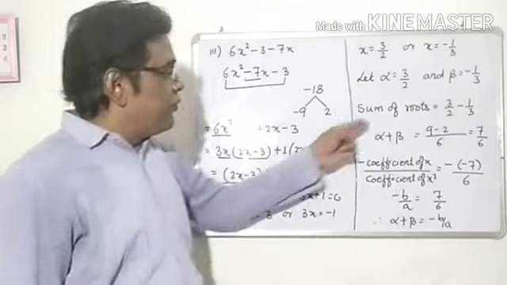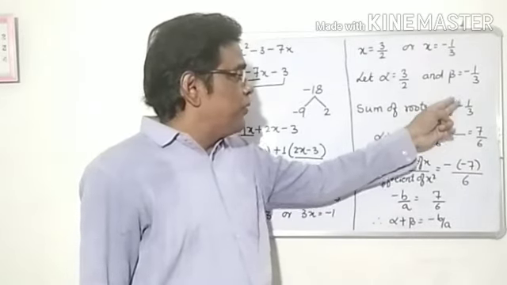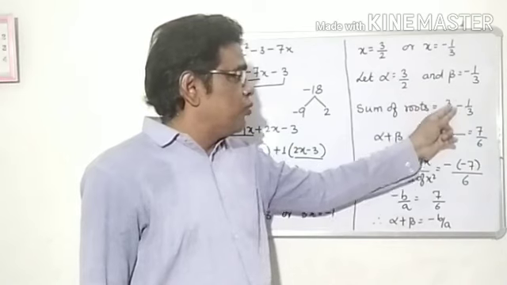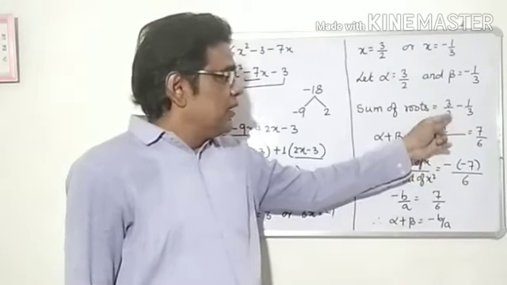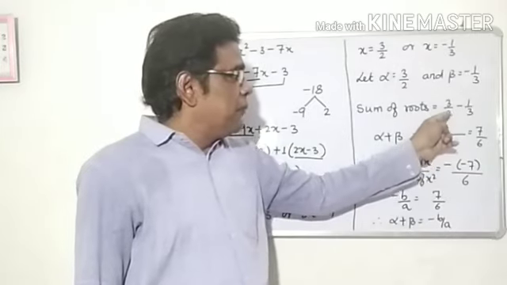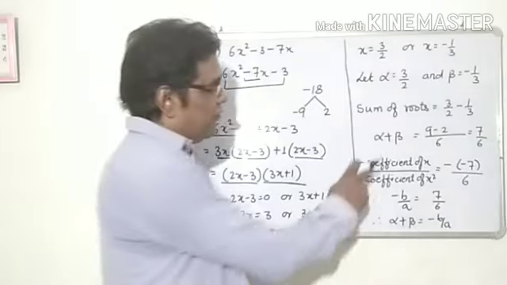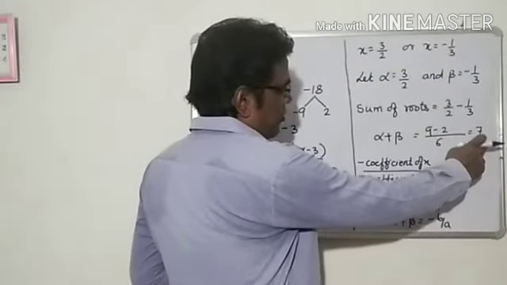So now we have to find the sum of roots. 3 upon 2 plus minus 1 upon 3, that is 3 upon 2 minus 1 upon 3. 6 will be the LCM. Then you will do 3 times 3 is 9 minus 2 times 1 is 2, that will be 7 upon 6. So the sum will come out to be alpha plus beta equals 7 upon 6.